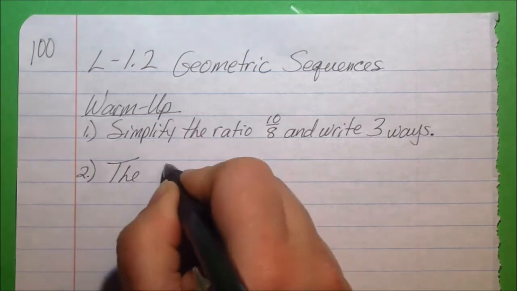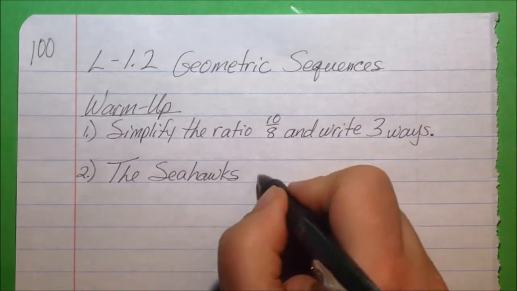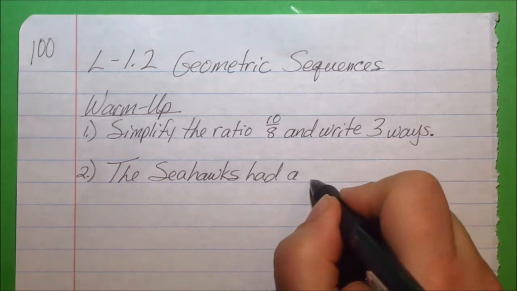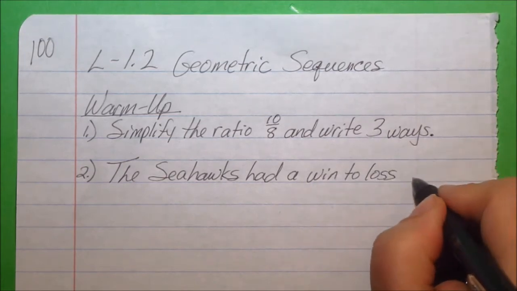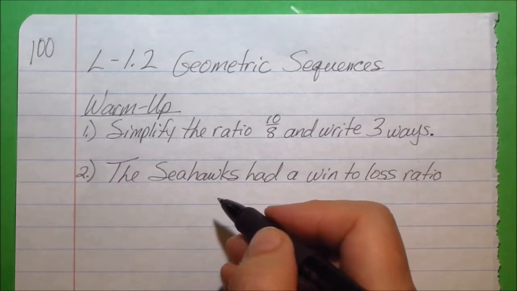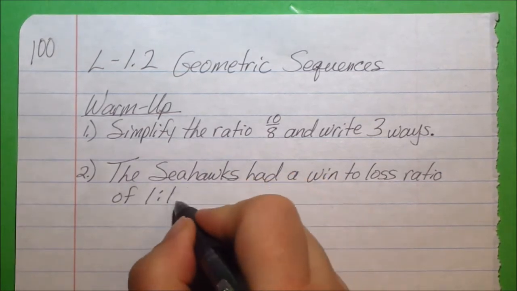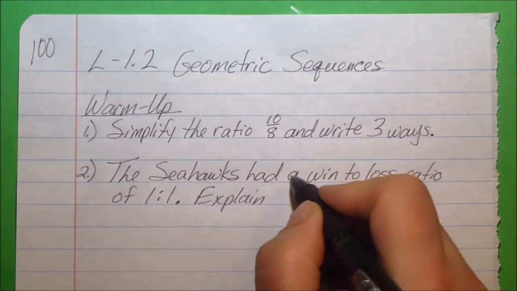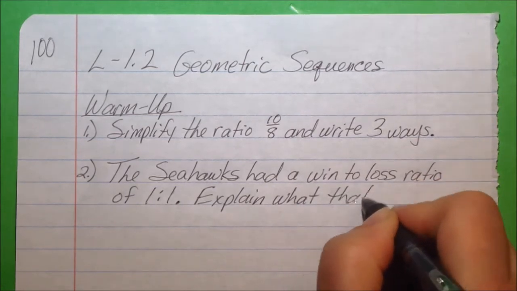The Seahawks had a win to loss ratio of 1:1. Explain what that means.